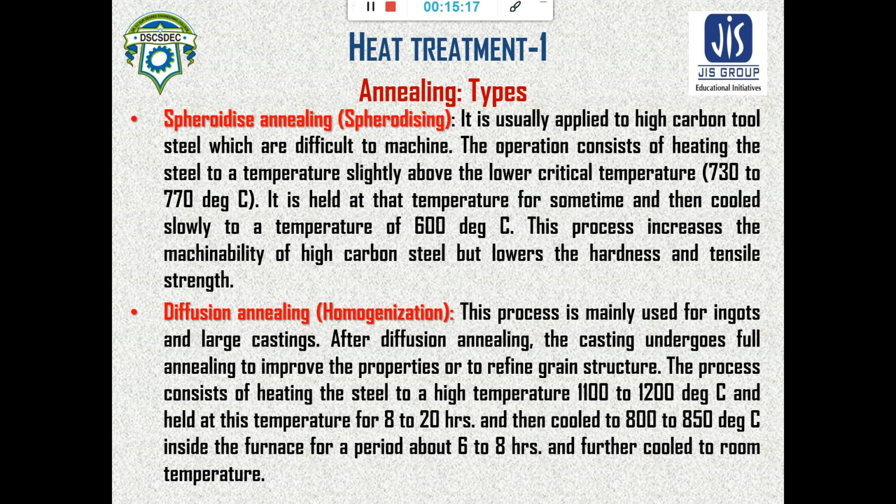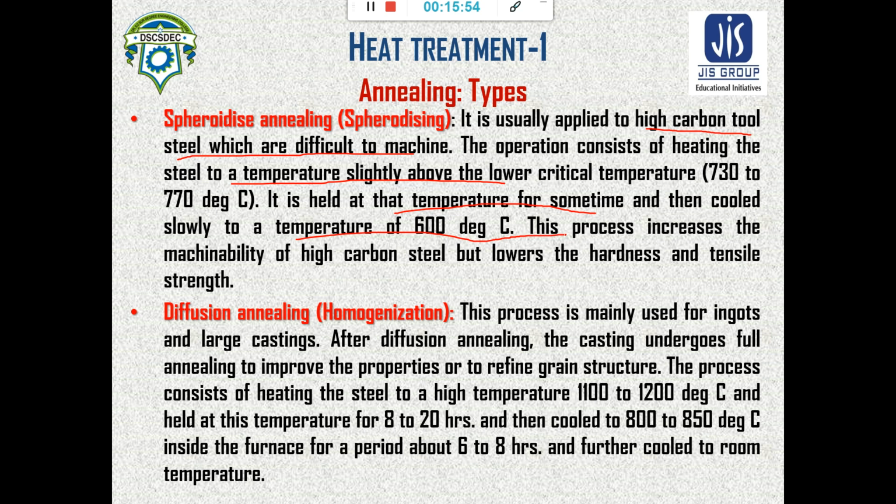Next, spheroidizing annealing. This is usually applied to high carbon tool steel, which is difficult to machine. So high carbon tool steel is a hard material and it is difficult to machine. This operation consists of heating the steel to a temperature slightly above its lower critical temperature, holding it at that temperature for some time, then cooling slowly to 600 degrees Celsius.